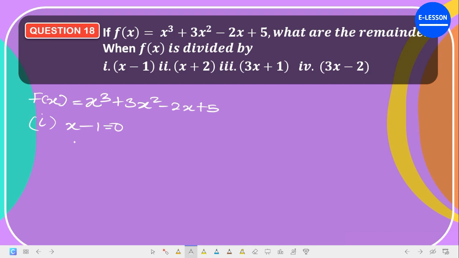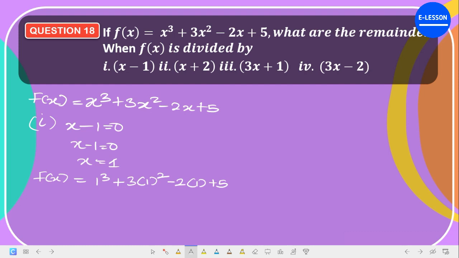So applying that now, x minus 1 is equal to 0. What will be your x? x is equal to 1. So substitute 1 now into this equation. Anything it gives to you is your value for your remainder. So f of x will be equal to 1 raised to the power of 3 plus 3 bracket 1 squared minus 2 bracket 1 plus 5.